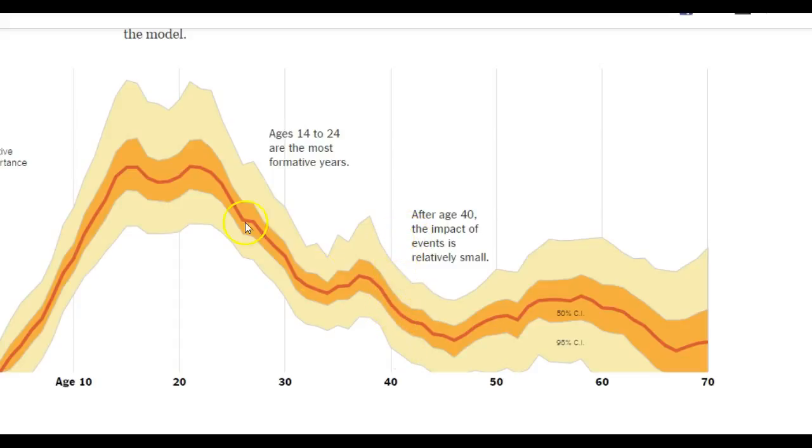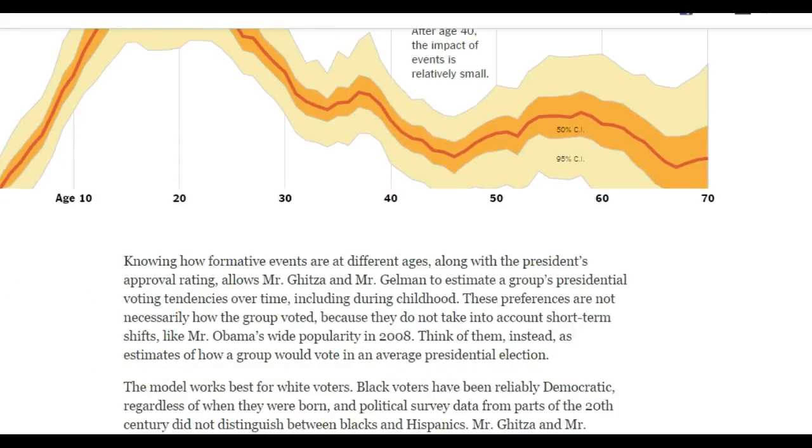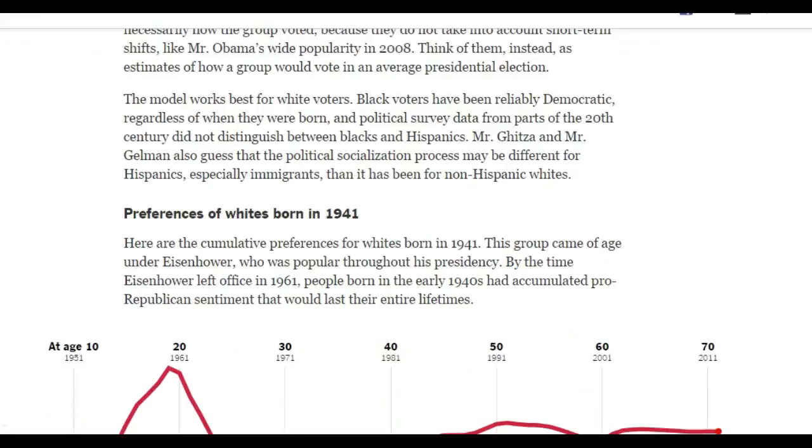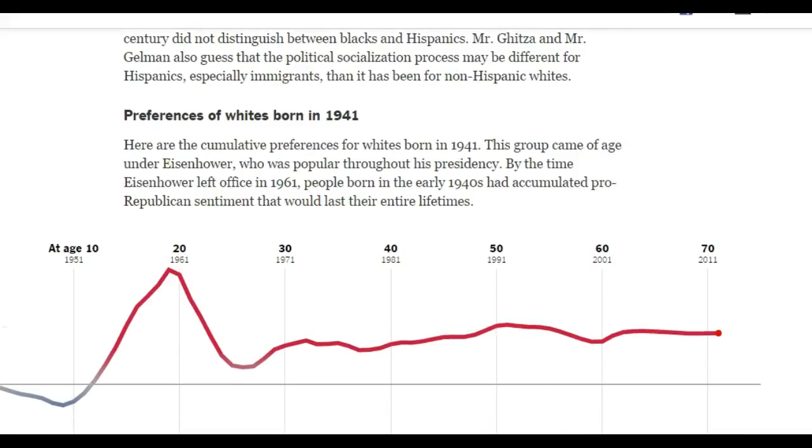So by 24, if you have been in a situation in which the events that have happened in the world have led you to believe that government should do more to solve the country's problems, that's going to have a much stronger effect than any other events that happen later in your life. So let me show you a couple of examples from the data. And if you can go back and take a look at this representation in the New York Times. It's pretty interesting.